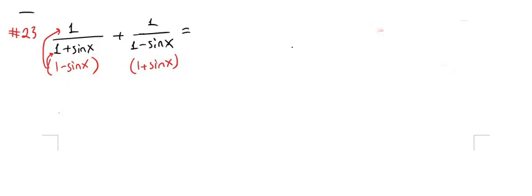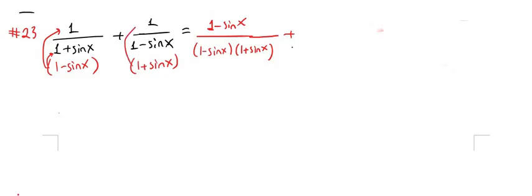1 minus sine x times 1 is 1 minus sine x. And 1 minus sine x times 1 plus sine x is just 1 minus sine x, 1 plus sine x. Let's leave in multiplication form for now. Plus, we're going to do the same. 1 plus sine x times 1 is 1 plus sine x. And 1 plus sine x, 1 minus sine x.